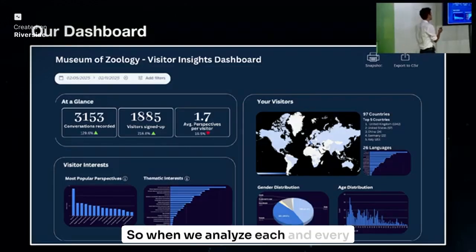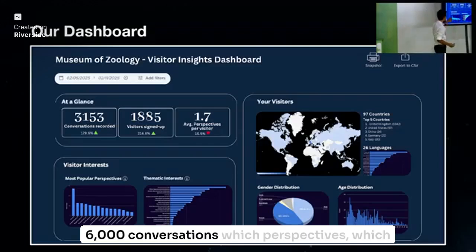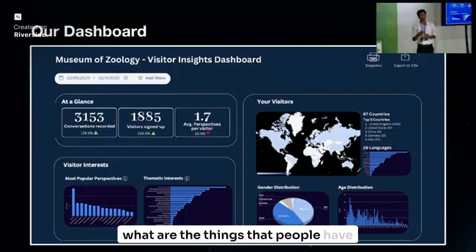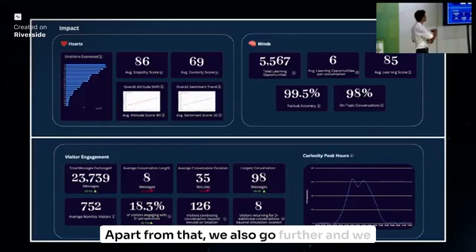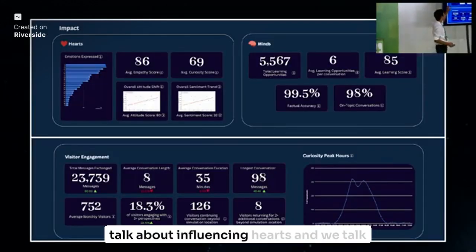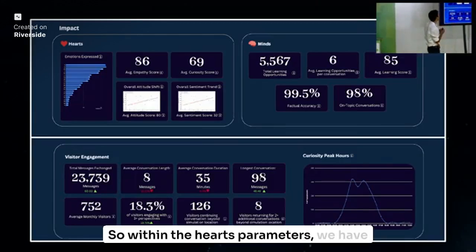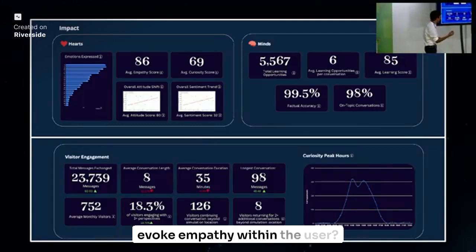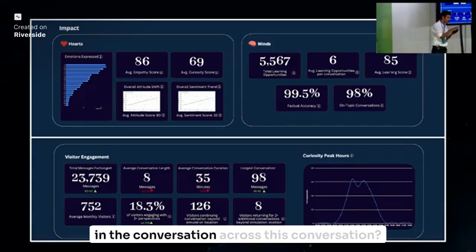So when we analyze each and every conversation, I can see across the 5,000, 6,000 conversations which perspectives, which entities have been the most popular, but also what are the things that people have expressed an interest in understanding, as Jack said. Apart from that, we also go further and talk about influencing hearts and influencing minds. Within the hearts parameters, we have things like, is our conversation able to evoke empathy within the user? Are we able to change the overall sentiment across the conversation?